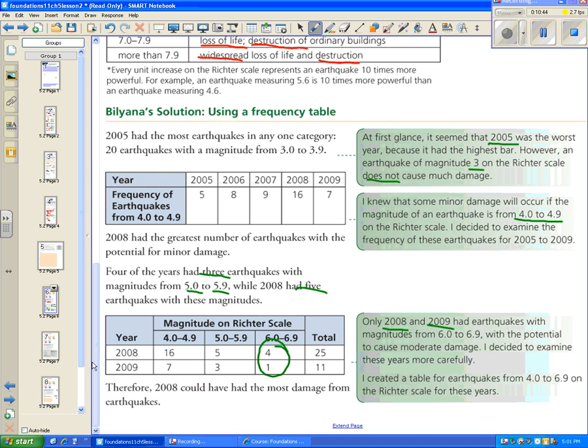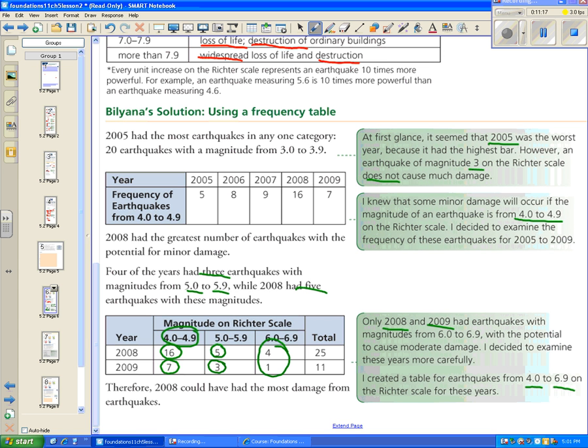She created a table for earthquakes from 4.0 to 4.9 on the Richter scale for these years. So she found that in 2008, 16 earthquakes occurred. In 2009, 7 earthquakes occurred with the same magnitude, 4.0 to 4.9. In 2008, 5 earthquakes occurred with 5.0 to 5.9, and in 2009, 3 earthquakes occurred with 5.0 to 5.9.